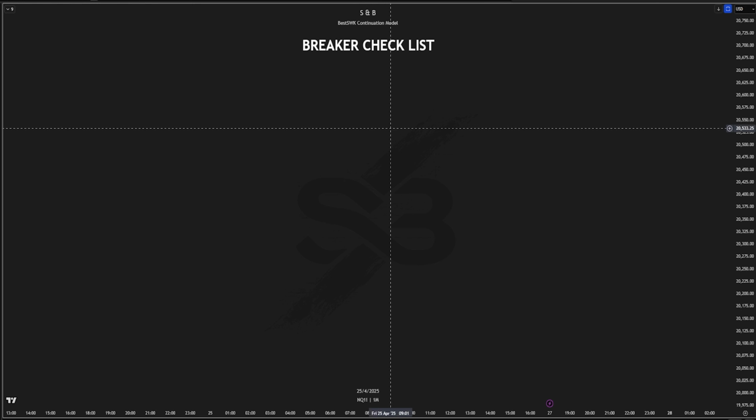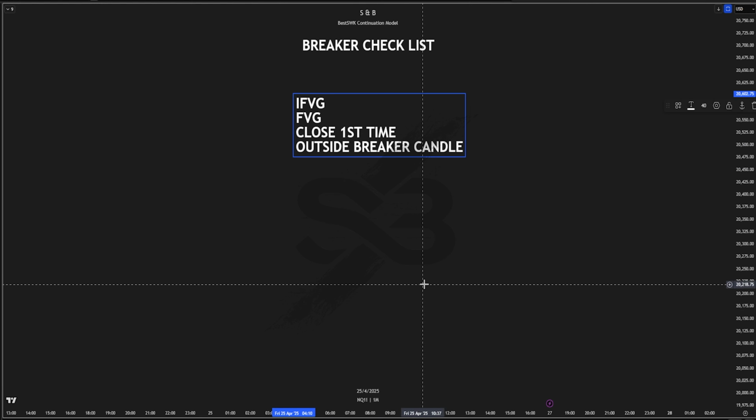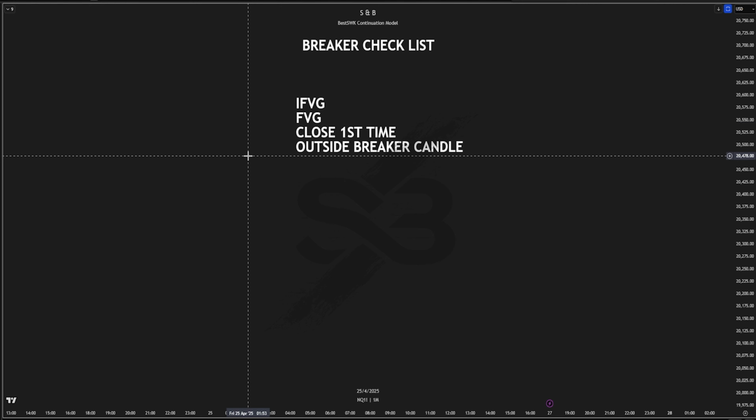So the breaker checklist is really 4 main things that I am looking for the A+ setup breaker. So the A+ setup is going to be the breaker has an IFVG, the breaker has an FVG, the breaker closes on the first time he tries to close, and the breaker is an outside candle, meaning it is not between 2 other candles, and it happens to be in the middle. I'll explain that later. All right, awesome. So these are the 4 elements here that we're going to be using to grade all of our breakers.